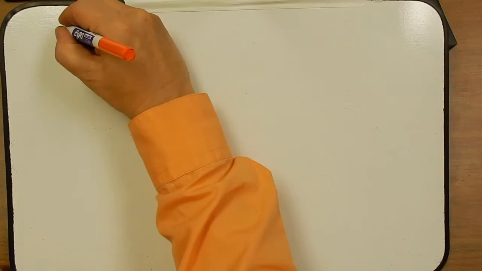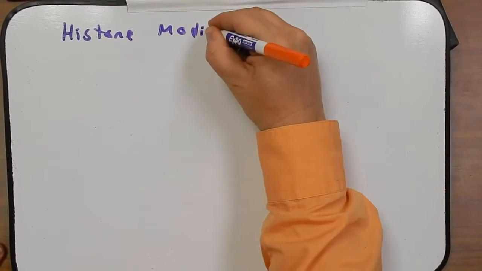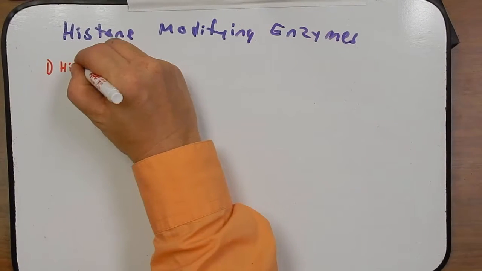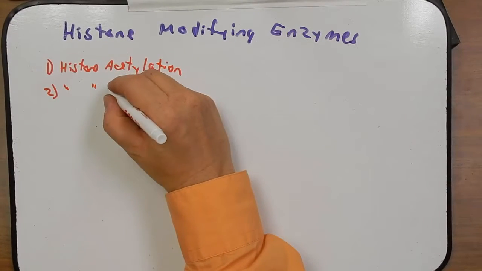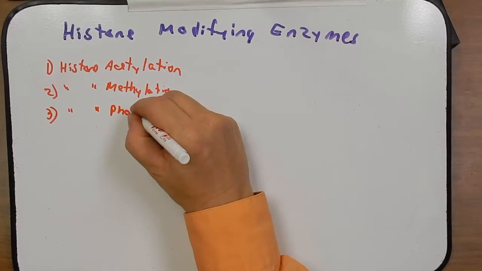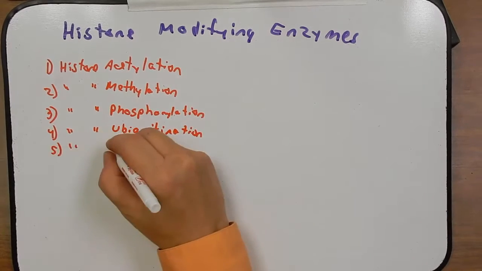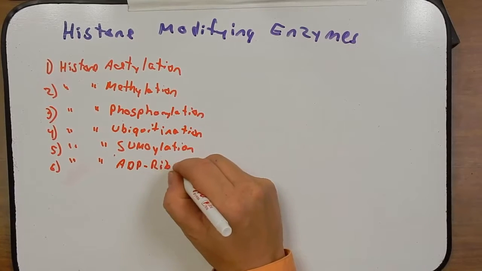In this podcast we're going to focus on histone modifying enzymes. In the last set of podcasts we talked about the different ways that a histone could be modified. To remind you, we talked about histone acetylation, histone methylation, histone phosphorylation, histone ubiquitination, histone sumoylation, histone ADP ribosylation.